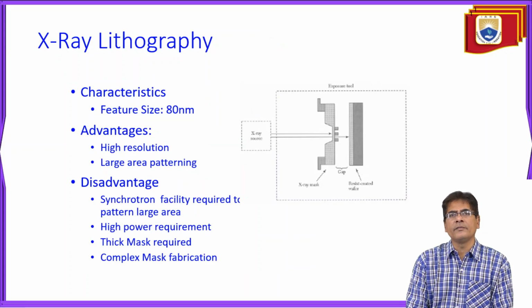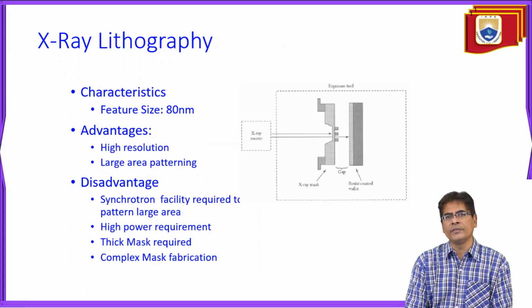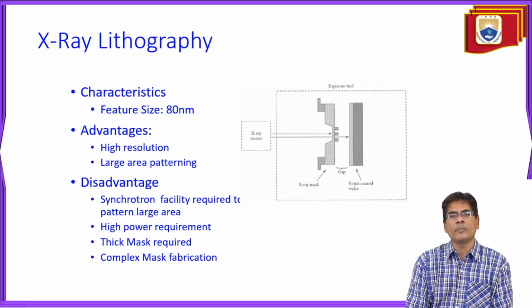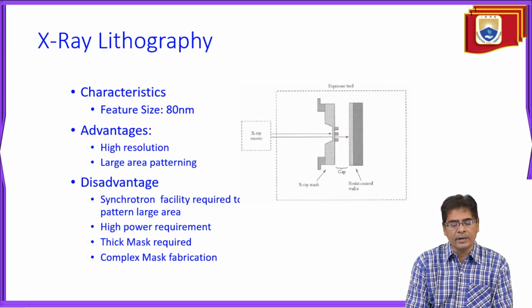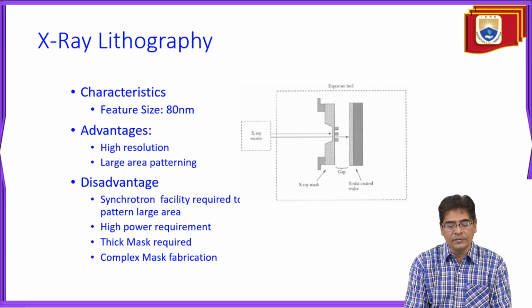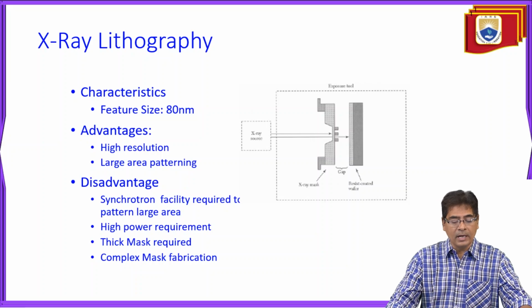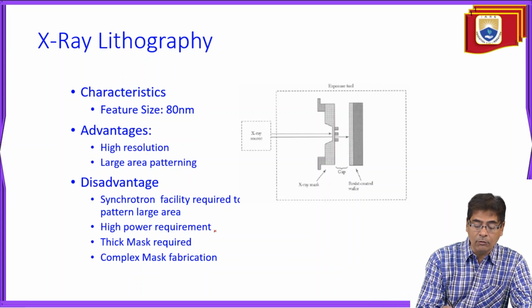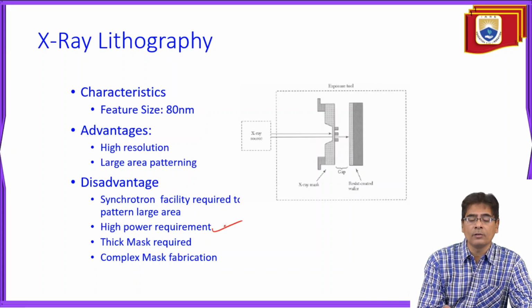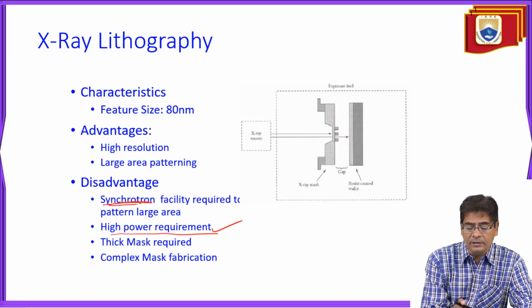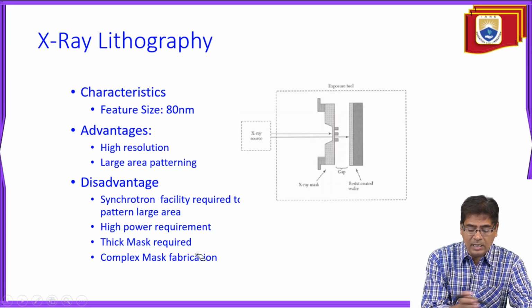If you come to X-ray lithography, the feature size is around 80 nanometers, and the advantage is high resolution and large area patterning. The basic disadvantage is that a synchrotron facility is required to pattern large areas. We also have a high power requirement in X-ray lithography, and one of the disadvantages is that it needs a synchrotron facility to pattern the large area.